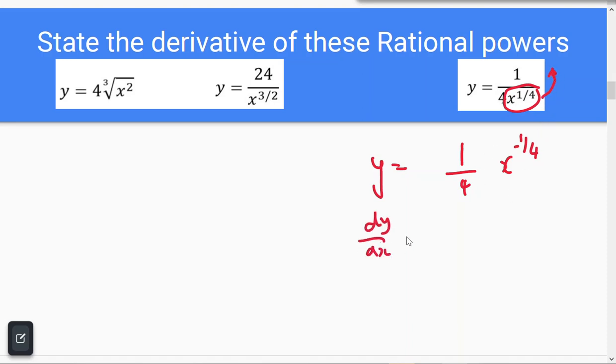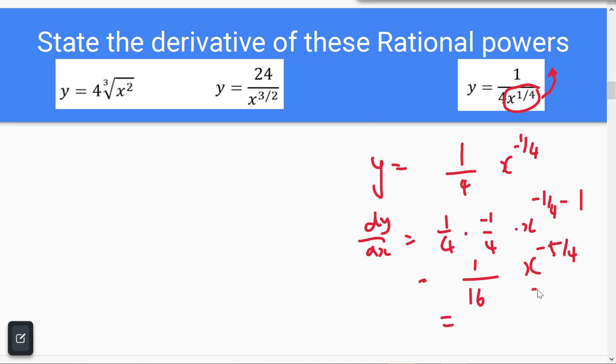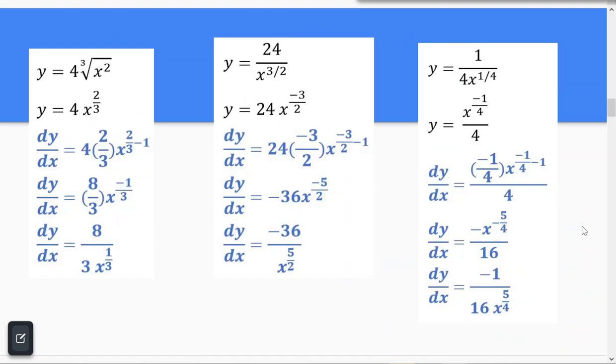Dy dx would equal 1 quarter times negative 1 quarter times x to the negative 1 quarter minus 1, which is going to be negative 1/16, x to the minus 5 on 4, which could be simplified to equal negative 1 on 16 x to the 5 on 4, making the power of the x positive by taking the x expression from the numerator to the denominator. Here are those other examples for you to look at.